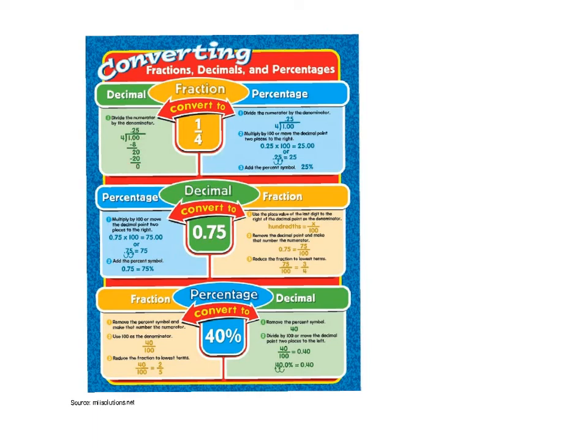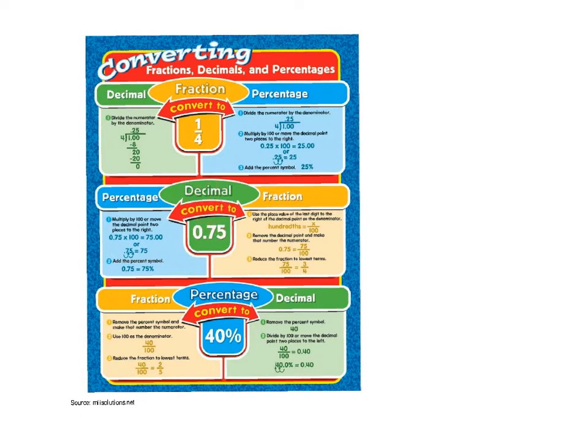To convert a fraction to a percentage, you are going to start with dividing the numerator by the denominator to get it to a decimal. And then once it's a decimal, you can either multiply by 100 or move the decimal 2 places to the right. And then you add the percent symbol. When you multiply by 100, the pattern occurs that it moves it 2 places to the right, so that's why you can take that shortcut.